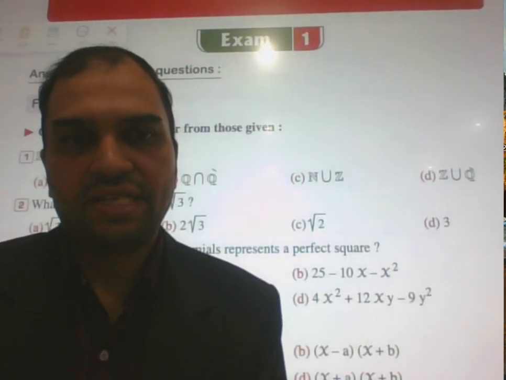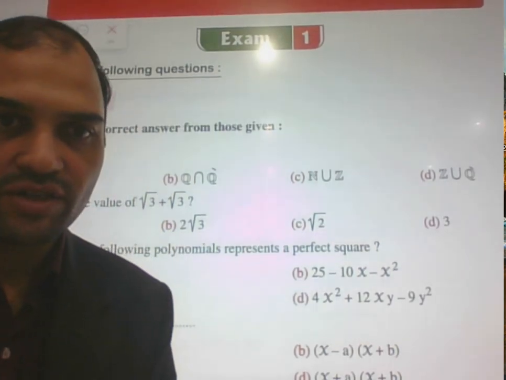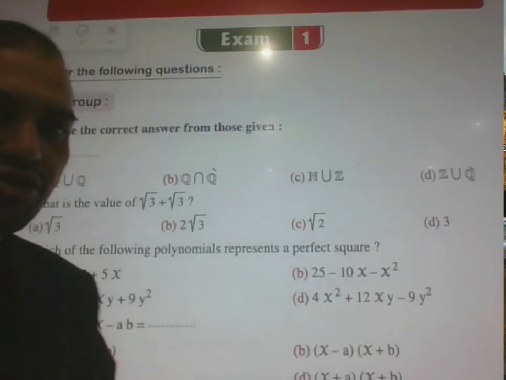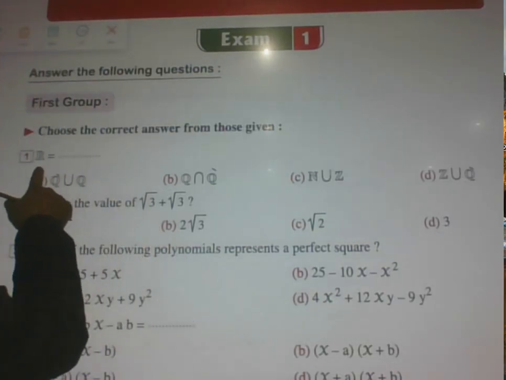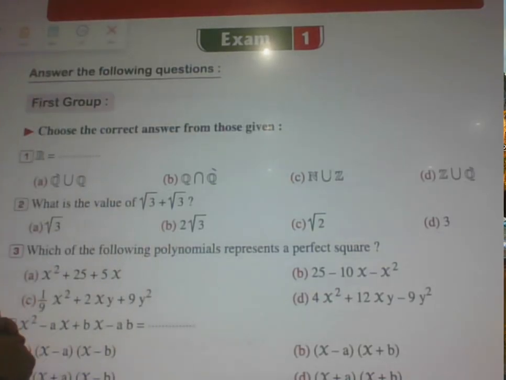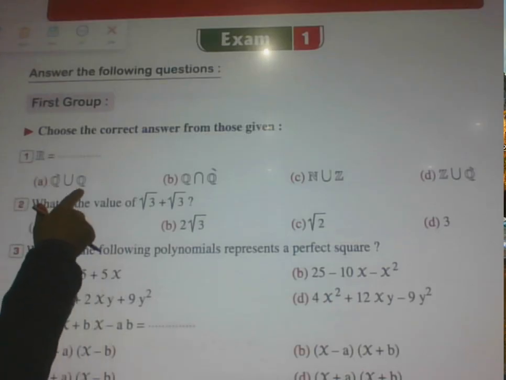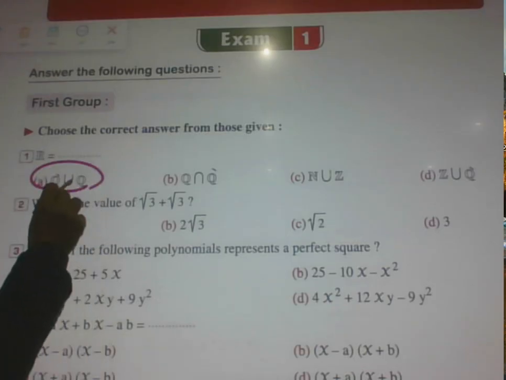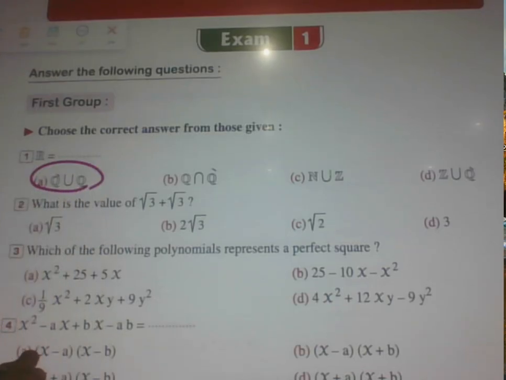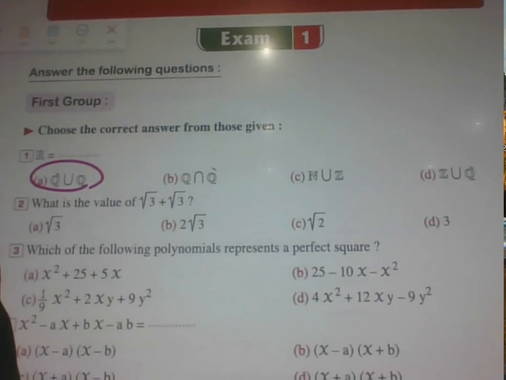Today we'll explain exam number 1 from Al-Moasser Book. First question here, look at with me, choose the correct answer. Q dash union Q equals the real numbers. Q dash refers to irrational numbers and Q refers to rational numbers. Then we can write rational number union irrational number.